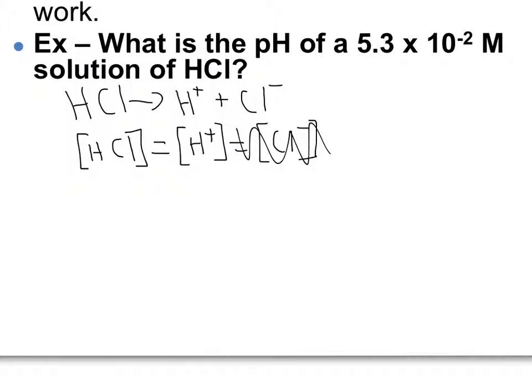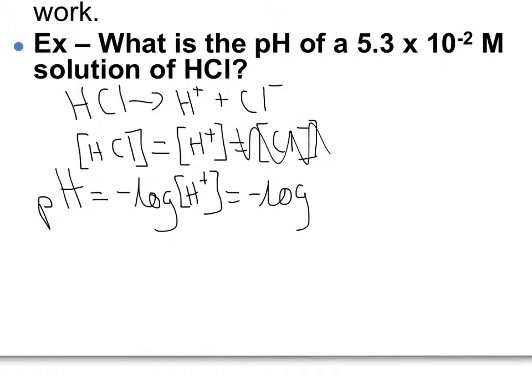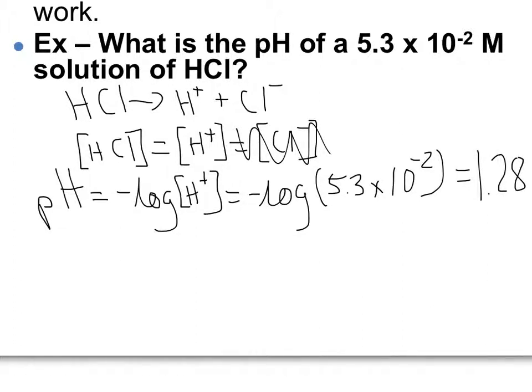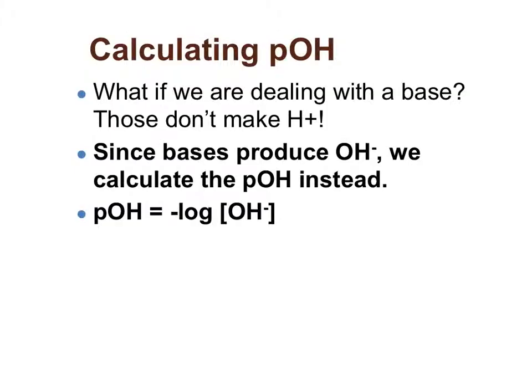All right? So now we want to find the pH. As you recall, the pH is equal to the negative log of the H plus concentration. So we'll take the negative log of 5.3 times 10 to the negative 2, and that is equal to 1.28. Right?